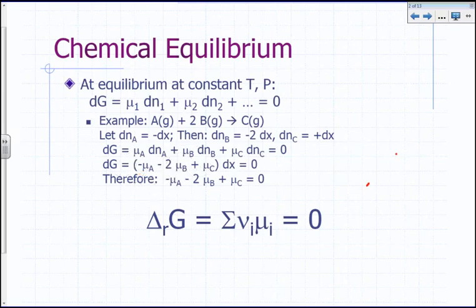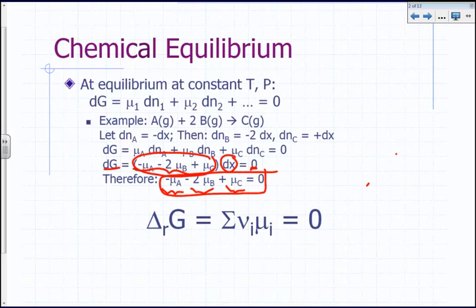Since we're looking at equilibrium, we say dG at constant temperature and pressure must be equal to 0. So for a small advancement of the reaction, there should not be a change in G. That means this term right here must be equal to 0. So you have negative chemical potential of A minus 2 times the chemical potential of B plus the chemical potential of C must be equal to 0. So this expression right here must be 0.